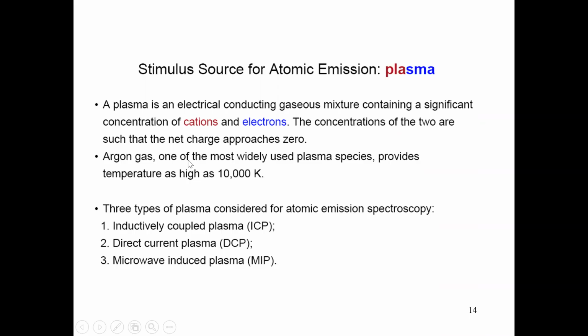And argon gas is one of the most widely used plasma species. So you would excite the plasma. Why do we use argon? You can think, normally we know this. Why? It's light, very stable. It's inert.